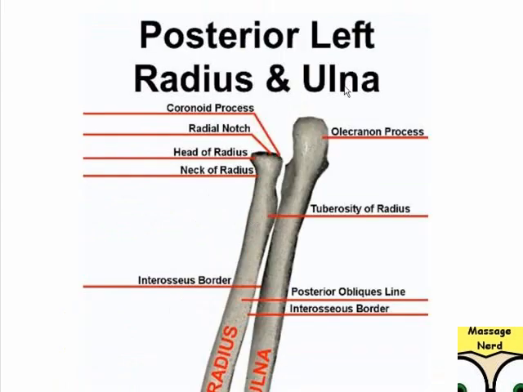Posterior left radius and ulna. First one, coronoid process, the radius, radial notch right here, head of radius, neck of radius, interosseous border right here, olecranon process, the ulna, tuberosity of the radius right here, posterior oblique line right here, interosseous border of the radius right here.